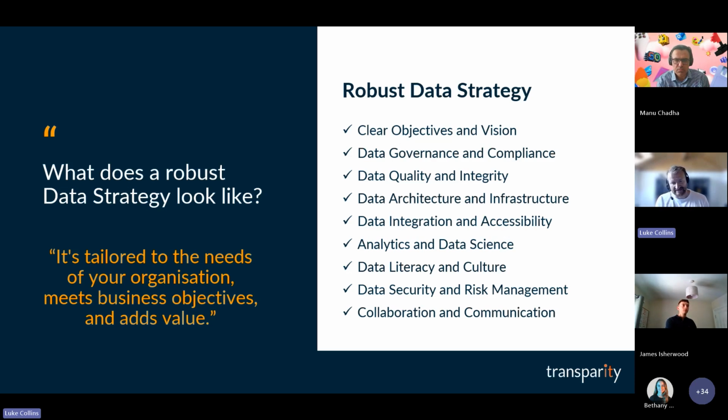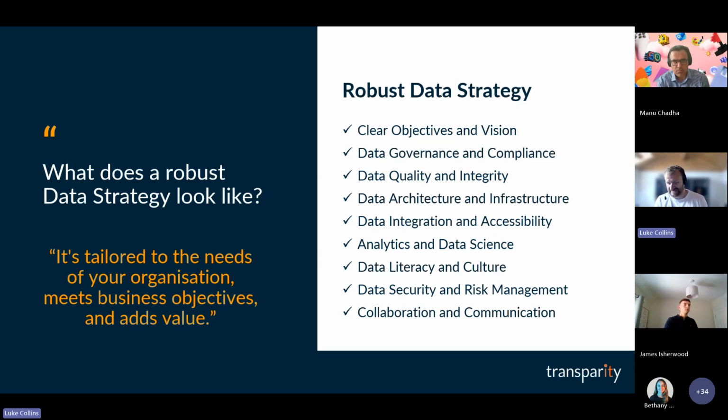And finally, obviously, a data strategy needs to have collaboration and communication. I think we've said a number of times throughout, getting people on board from day zero, regardless of their data maturity, their use of data within the business, getting them on board and being able to find those champions within the business is really, really important in order to make a successful and winning data strategy. So those are the common robust themes that you need when you start your data strategy journey.